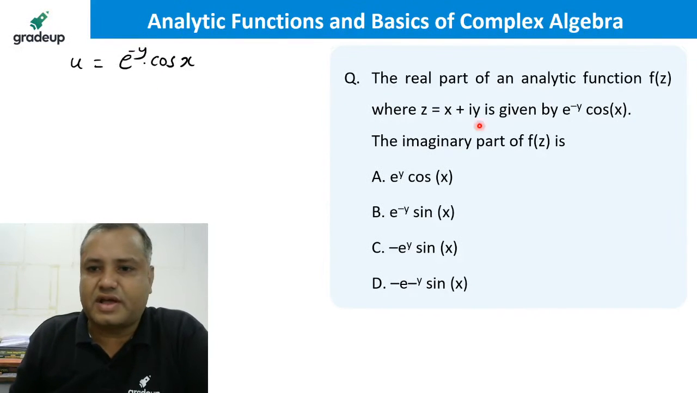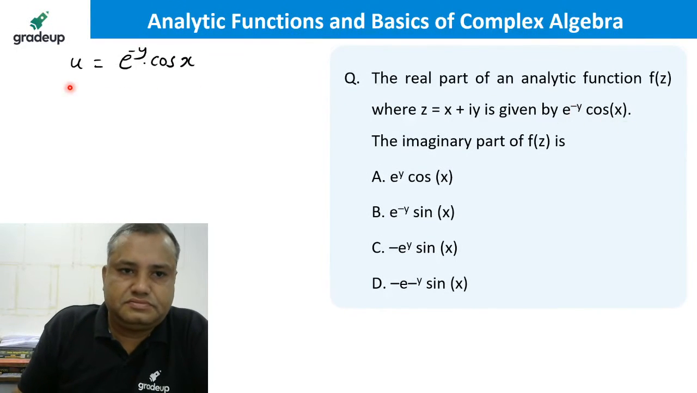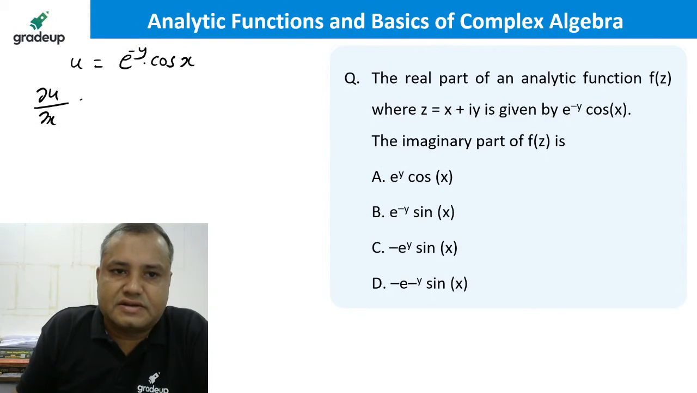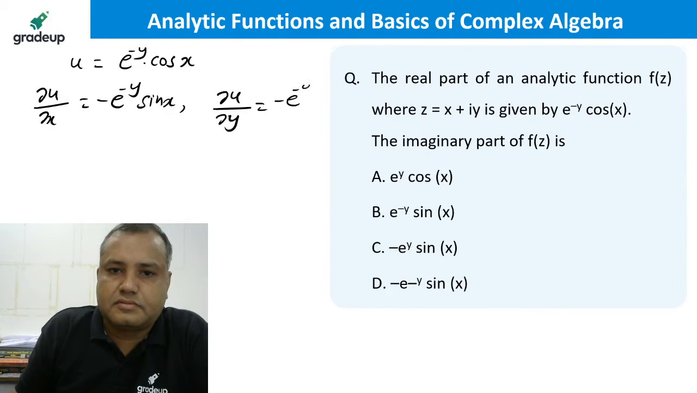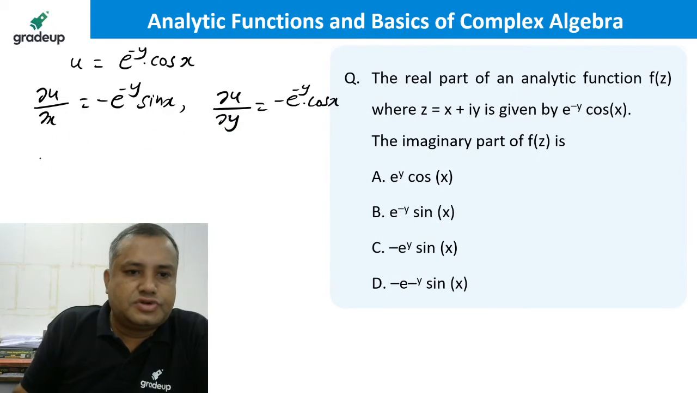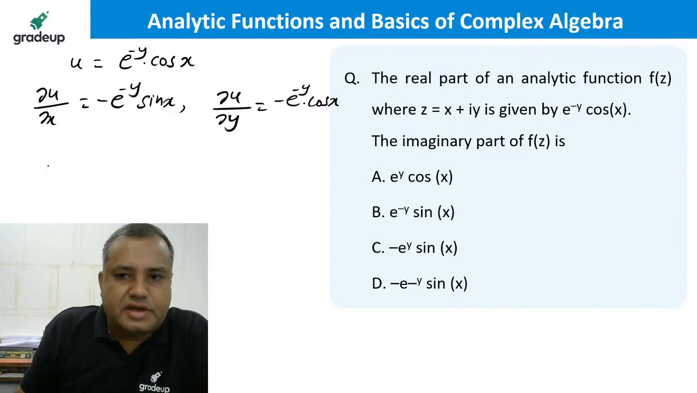E raised to minus y cos x. Now del u by del x is e raised to minus y, derivative of cos x is minus sin x. Del u by del y. Okay, sir. So f of z is u plus iv.